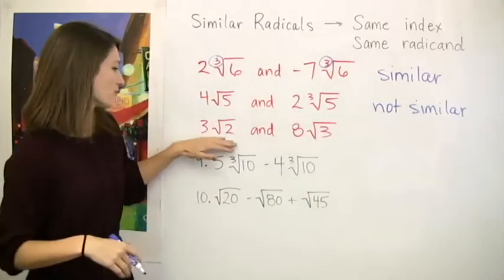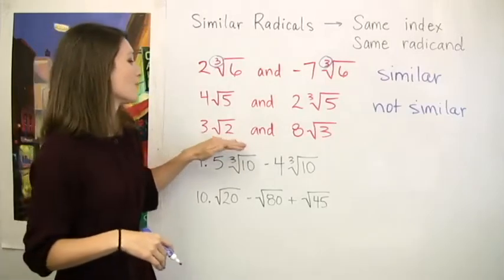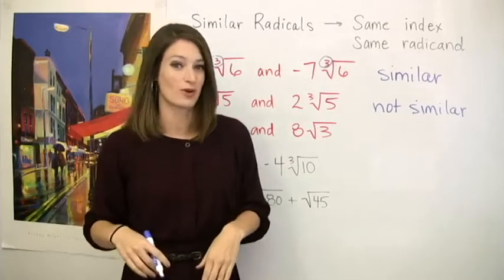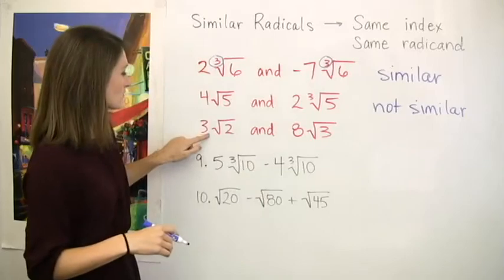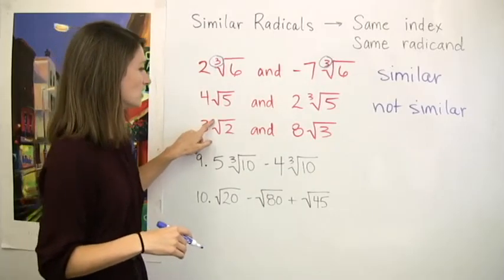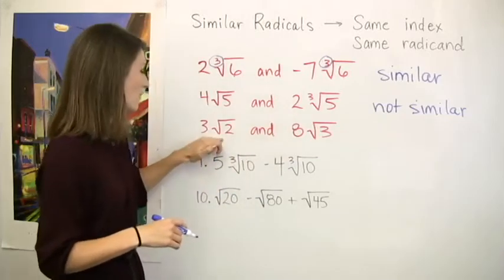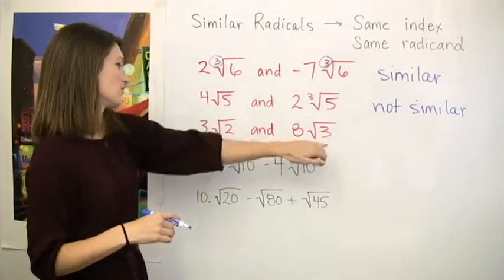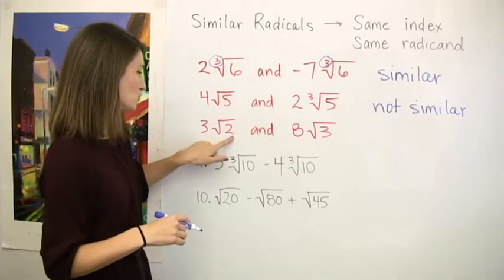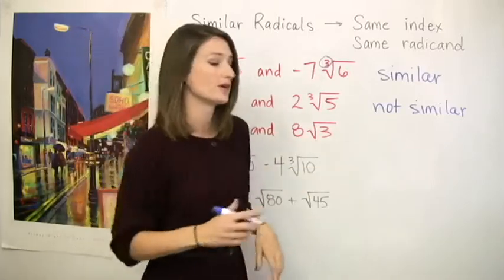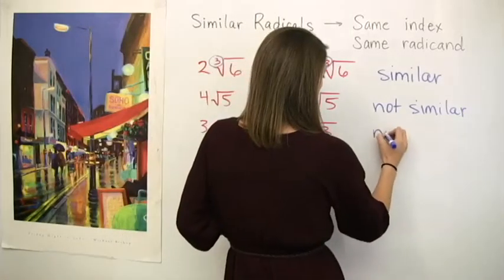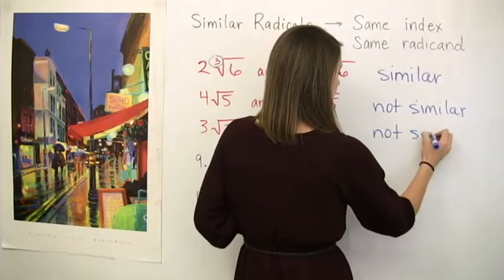And lastly, for the 3 times the square root of 2 compared to 8 times the square root of 3, we have an index of 2 on this first radical expression and an index of 2 on the second, which means they are the same there. However, the radicands are different, the square root of 2 versus the square root of 3. And so those two expressions are also not similar.